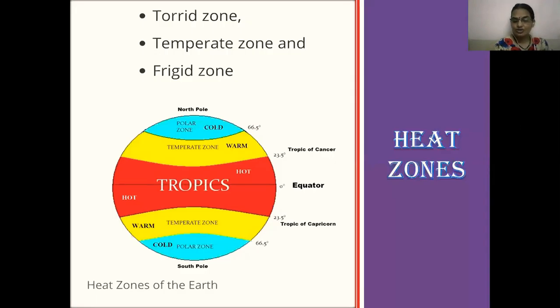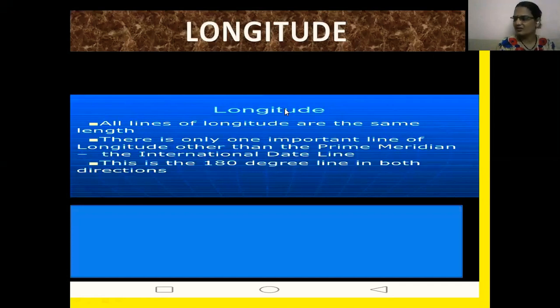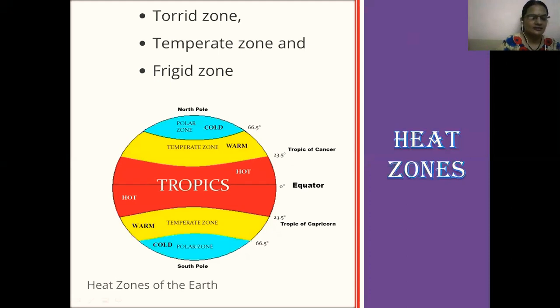Now, in the latitude only, we'll study about the heat zones. Our Earth is divided into three heat zones, students. That is torrid zone, temperate zone, and the frigid zone, students. The heat zones. So torrid zone is a hot zone, students.